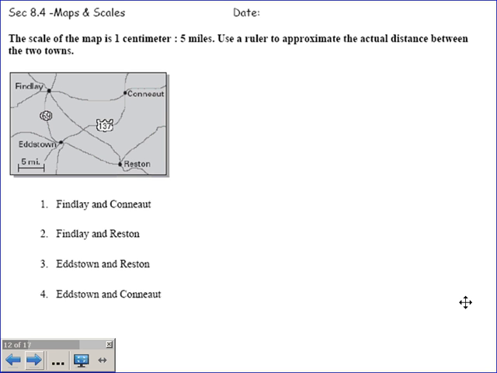What did you get for this first one? How far is it from Findlay to Kentucky? Exactly 3 centimeters. Sounds good to me. What'd you get for 2? That was exactly 4 centimeters. What about 3? 2.5 centimeters. And what'd you get for 4?